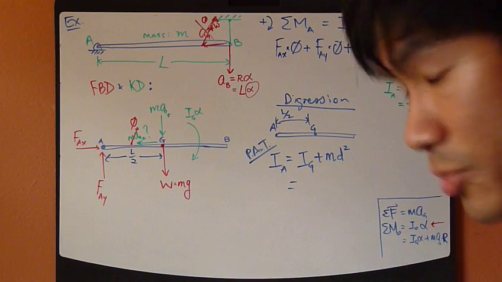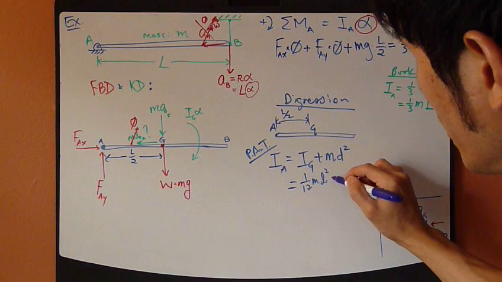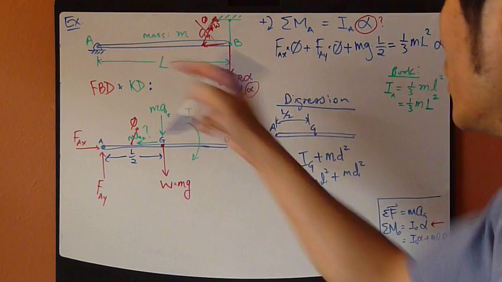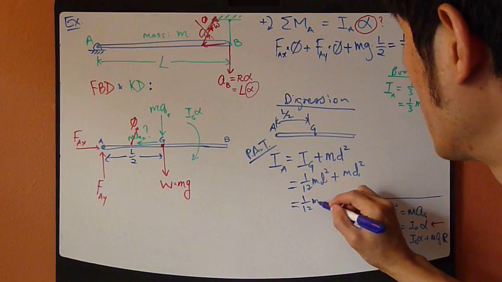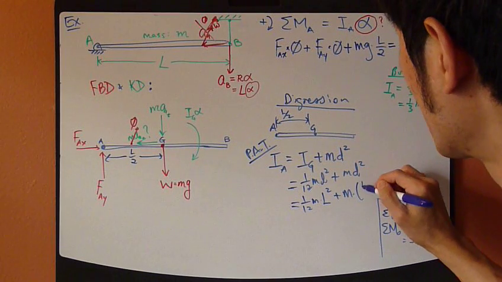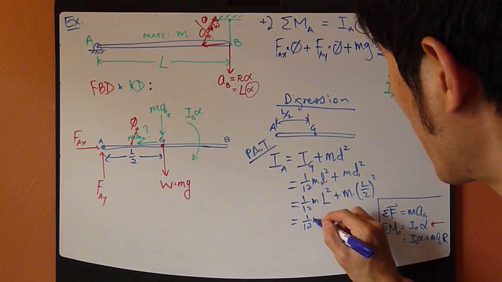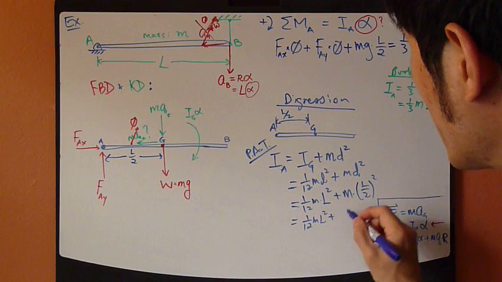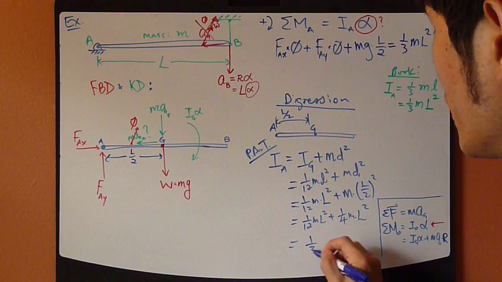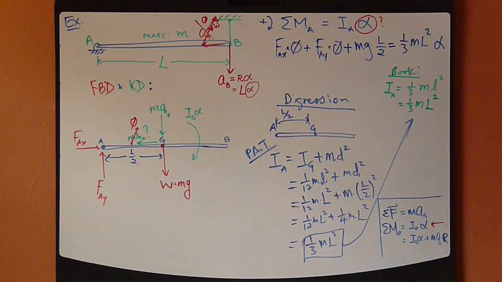Ig from the textbook, or from a lot of textbooks, is 1/12 mL squared. Bring in our terminologies. So L is capital L squared plus m times L over 2 squared. Keep going. 1/12 mL squared plus this is 1/4 mL squared. Combine the two, that gives you 1/3 mL squared. Hey, check this out. That's all.